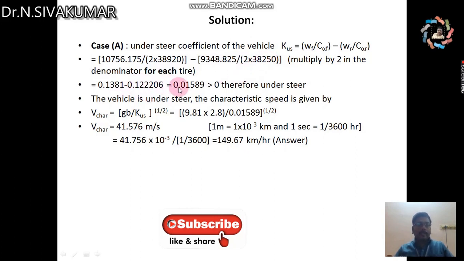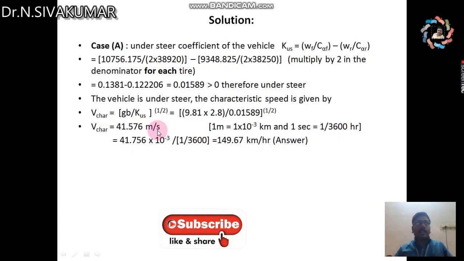So simplifying we get 0.01589, which is greater than 0, therefore understeer. So this value KUS greater than 0 means understeer. Next, the vehicle is understeer. The characteristic speed is given by V characteristic equal to root of GB by KUS, or power 1 by 2, which is equal to G 9.81, B 2.8 divided by KUS equal to 0.01589, power 1 by 2, which is equal to 41.576 meter per second.